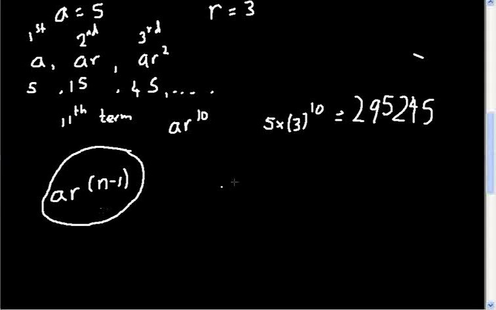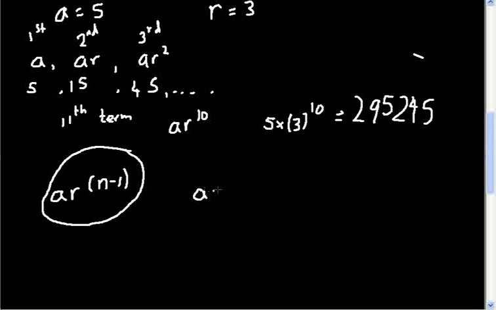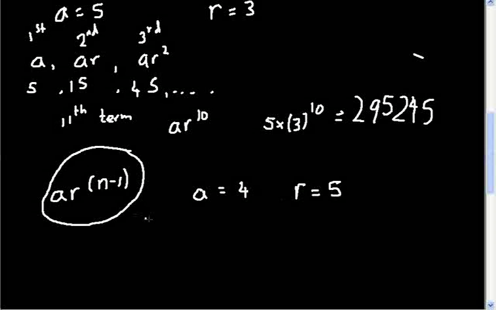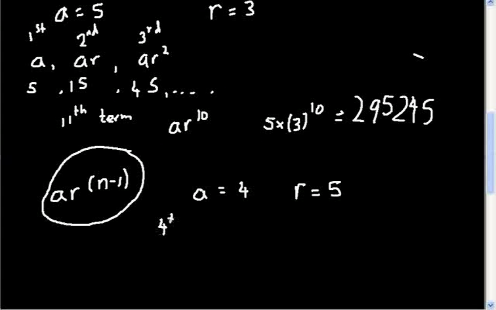Alright, so let me quickly give you another example to see whether you could work this one out. So the first term is equal to 4 this time, and the common ratio is equal to 5. Could you work out for me the fourth term, please? Alright, I'll give you a moment. Just pause this and then let me know the answer. Let's see what the answer is.